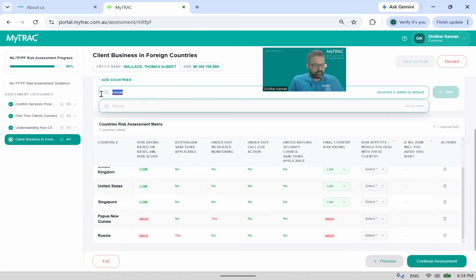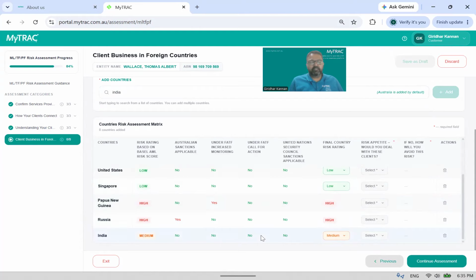I'll take another example of a medium risk jurisdiction. Let me take India, for example. And I add India as well. Now, India is a medium risk jurisdiction. There are no FATF listings or anything. But as far as AUSTRAC's guidance is concerned, even if it is a medium risk jurisdiction, they expect that to be treated as a high risk country. So in your risk calculator, this will become a high risk country.